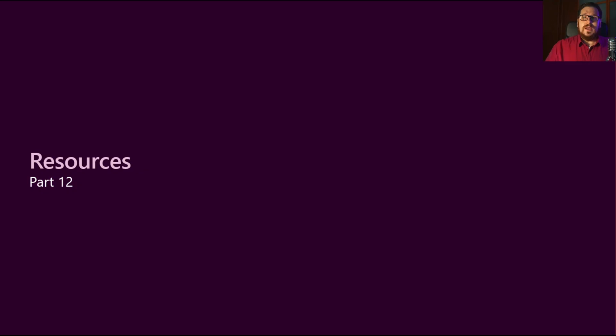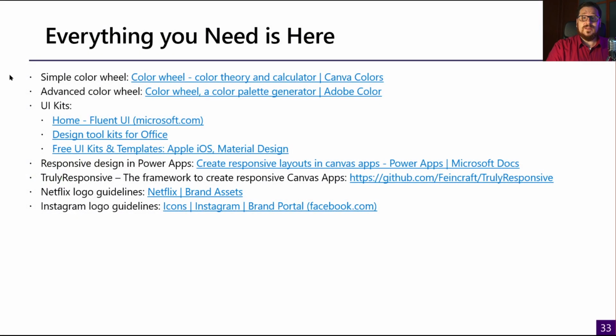I've added here a few resources that you might find useful. So we discussed that there are several color wheels already available that you can use. There's a simple color wheel. There's a more advanced color wheel from Adobe, which allows you to create your own color schemas, general information about responsive design in PowerApps, a link to Truly Responsive, my framework to create responsive Canvas apps, and as an example, logo guidelines for Netflix and Instagram.